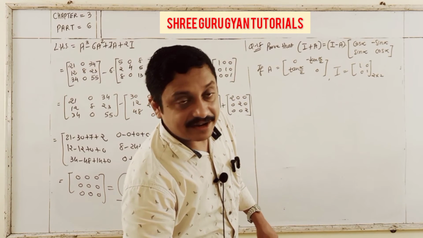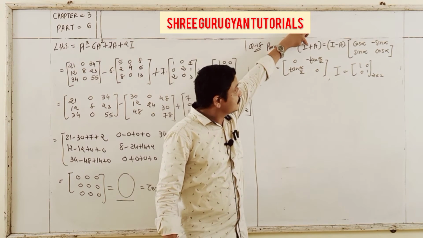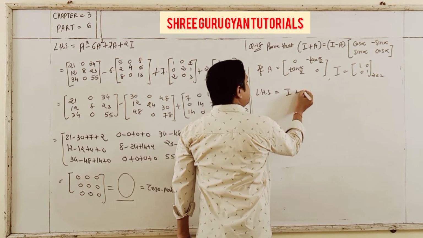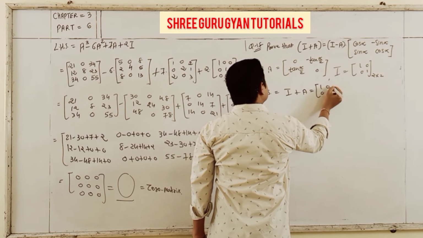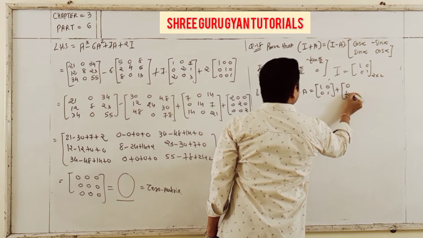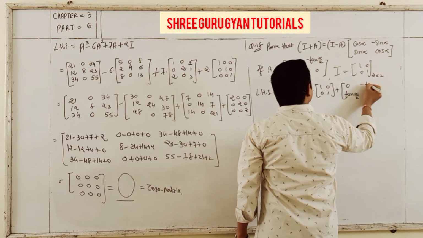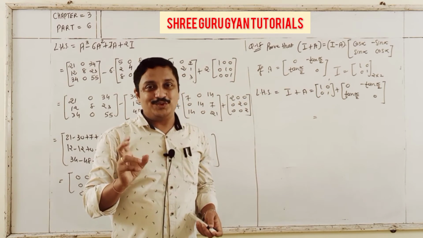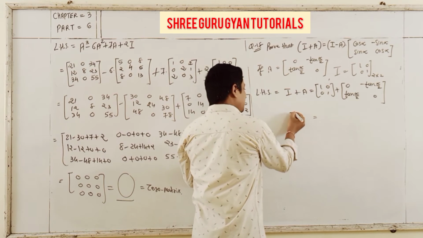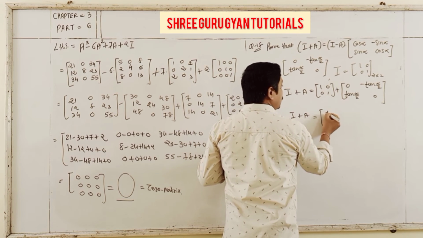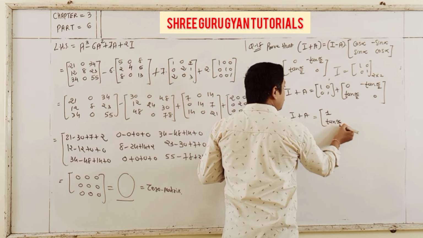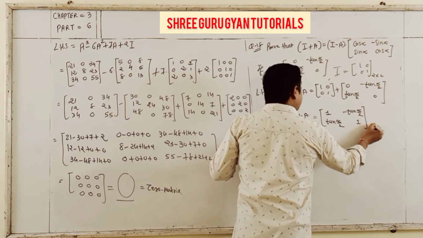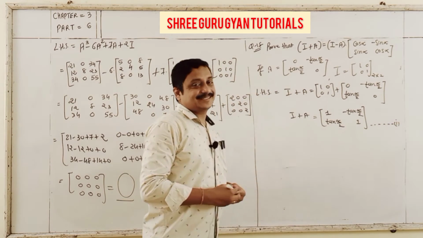Okay students, first I define I plus A, this one I will just start. So my LHS is I plus A, I know 1 0 0 1 and A also known 0, tan alpha by 2, minus tan alpha by 2, 0, and you can just add them respectively. Addition, so I plus A is ready here: 1 plus 0 is 1, tan alpha by 2, minus tan alpha by 2, and last 1 plus 0 is 1. That is the LHS.